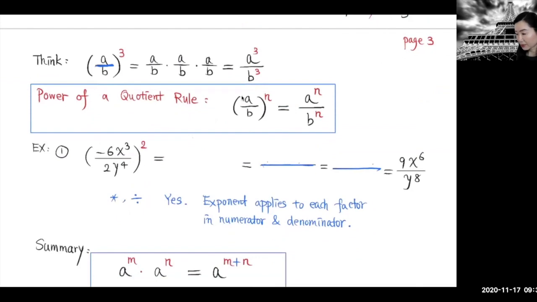Now let's try to do this exercise together. The first thing we do is simplify inside the parentheses first. We will have -6 divided by 2. We'll get what? -3. Yeah, you got it. So we got -3 over here. Now, this one over here is a quotient, so we can apply the power of a quotient rule. We will apply this power to the numerator and also to the denominator.